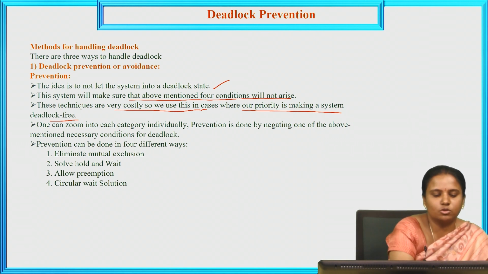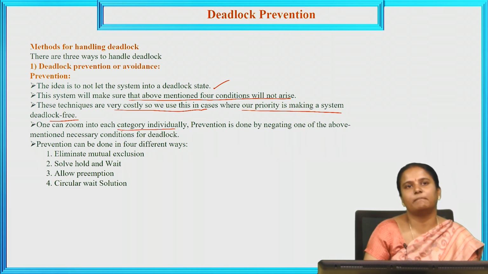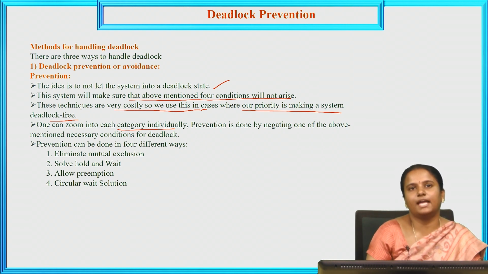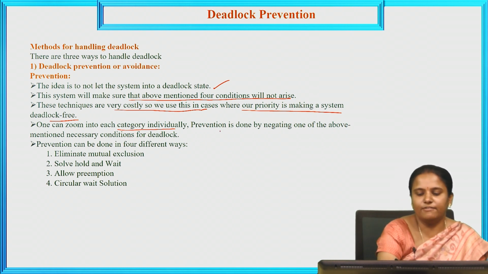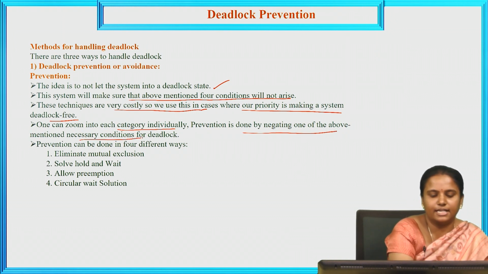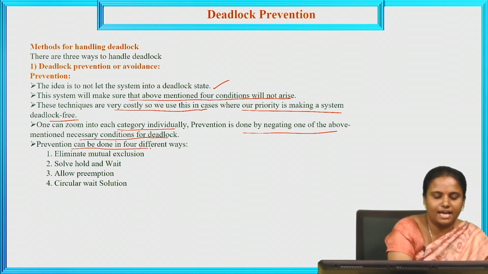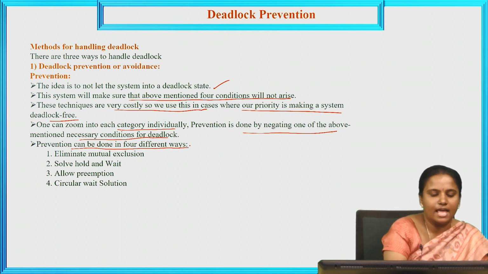One can look into each condition individually, and one condition can be chosen at a time. Prevention is done by negating one of the above mentioned conditions for deadlock. So prevention can be done in 4 different ways. What are they?